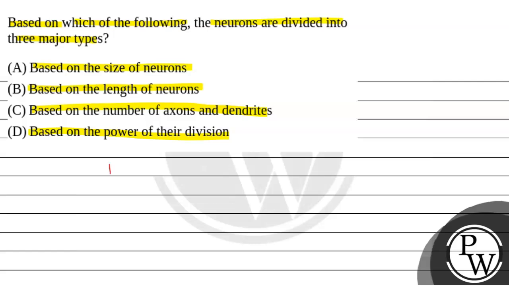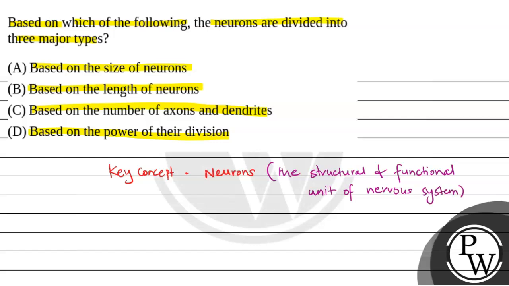So the key concept of this question is neurons. Neurons are basically the structural and functional unit of the nervous system. Moreover, neurons have been divided into three parts. First is the cell body. Second is the dendrites. And third is the axon.